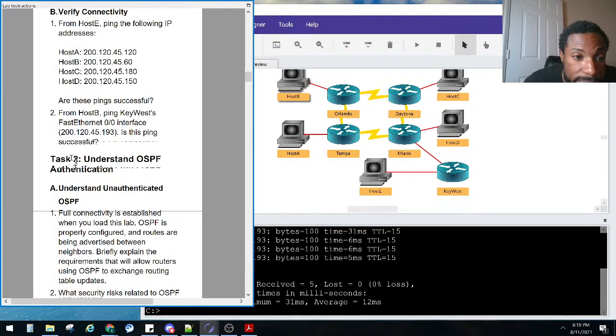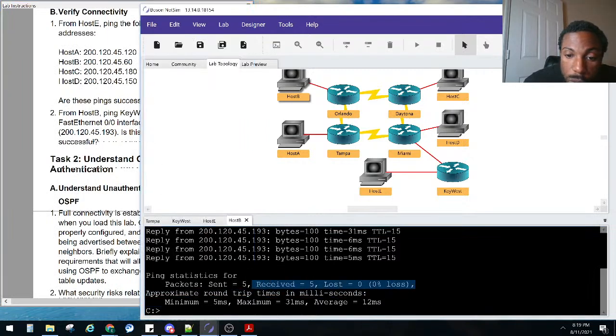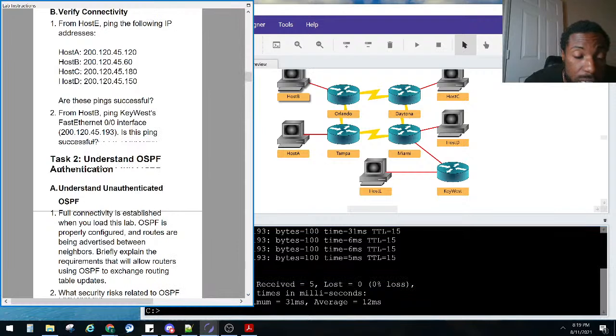So task 2, and we got the ping to come across, so we know it works, right? Understand OSPF authentication, what we came to do, so that way we don't get hit by ransomware or Accenture, like Diane Foster said over there. We're going to understand unauthenticated OSPF, so we're kind of raw dogging it with the OSPF here. Full connectivity is established when you load this lab. Okay, great. OSPF is properly configured and the routes are being advertised between neighbors, which we saw, right? Briefly explain the requirements that will allow routers using OSPF to exchange routing table updates. We said there's several parameters that have to match with OSPF, right?